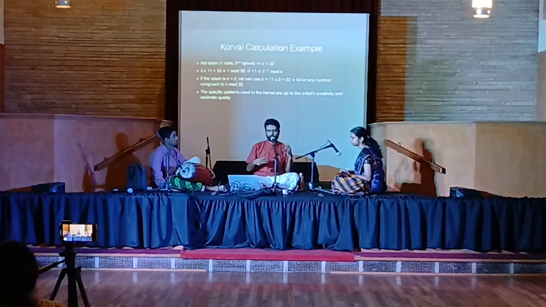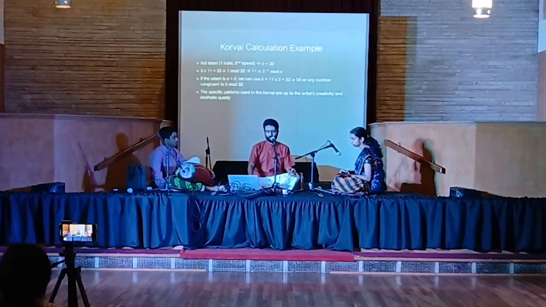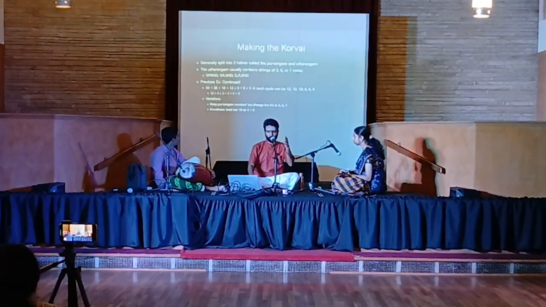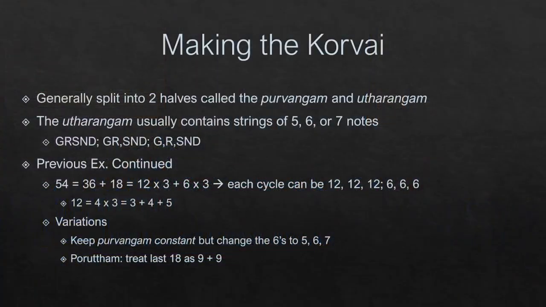These mathematical tricks can help you think of the patterns or where they need to start, but you can't just completely apply that. So how do we make the korvai? In that same example, our korvai is generally split into each cycle. So we have 3 cycles. Each cycle is generally split into 2 halves. The first half is called the Purvam, literally meaning first limb, and Uttaram means second limb, or half, the one that comes before, the one that comes after.